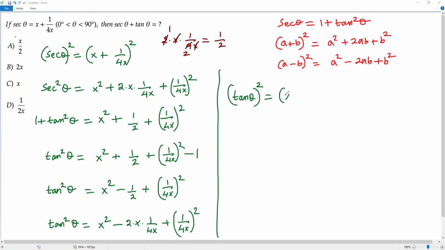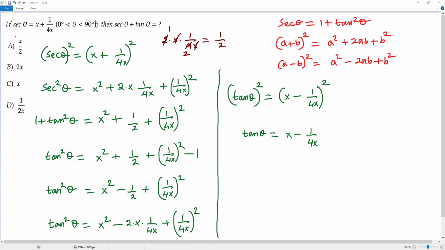In the place of a, we write x. In the place of b, we write 1/(4x). That is (x - 1/(4x)) squared. Now two powers are equal with the same exponent 2. Whenever two powers are equal with the same exponent, we can equate the bases. Then we have tangent theta equals x - 1/(4x). Now I got the value that is equal to tangent theta.